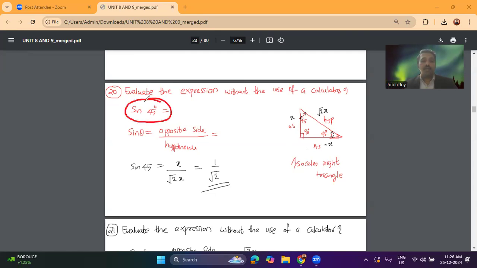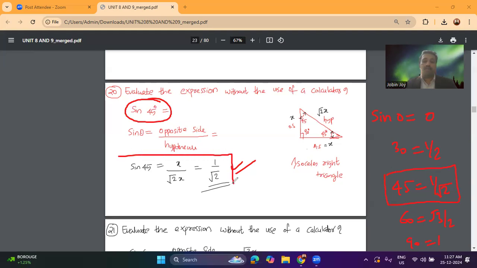How will you get sine 45? Opposite side by hypotenuse. What is the opposite side here? x divided by hypotenuse, which is root 2x. So x by root 2x is, x cancels, 1 by root 2. We know that sine 45 is 1 by root 2, right? As I already mentioned, sine 0 is equal to 0, sine 30 is equal to 1 by 2, sine 45 is equal to 1 by root 2, sine 60 is equal to root 3 by 2, and sine 90 is equal to 1.